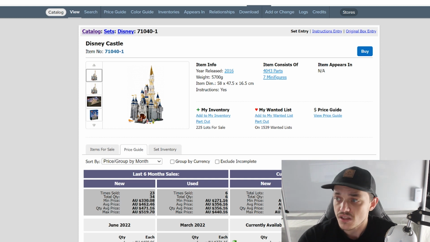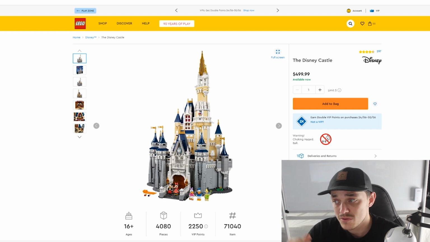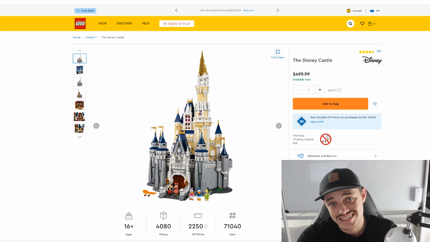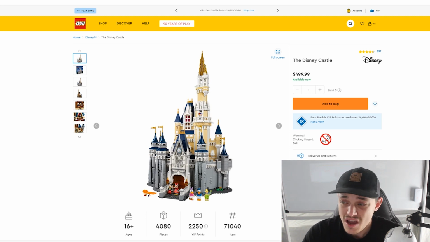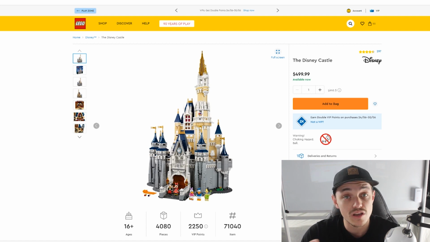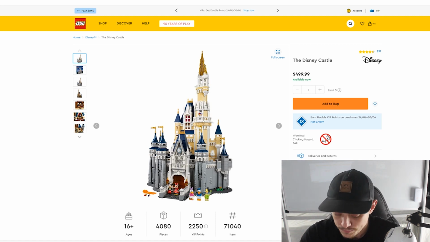So the next thing we're going to be talking about is the theme itself, Disney. Now, it is a mixed bag of a theme. A couple of sets have done good. A lot of the sets haven't done too well. So it's kind of hard to judge this theme, but I'm just going to be giving it a 7 out of 10 because it's Disney, it's very collectible, it's iconic, and I do love Disney, and so does a lot of people. So the theme itself, I'm just going to be giving a 7 out of 10. Not too high, but not too low.